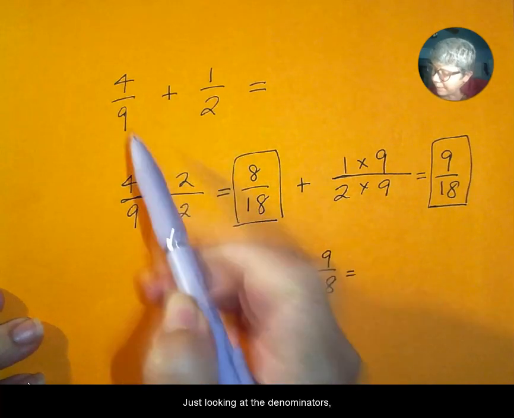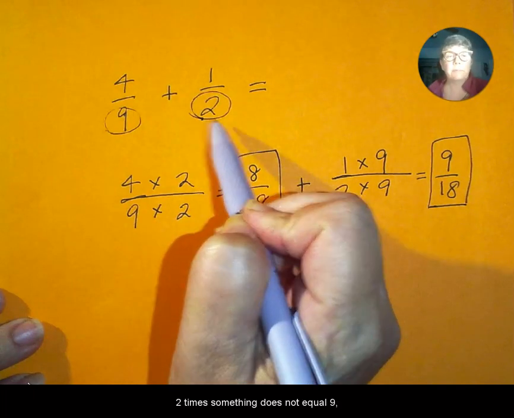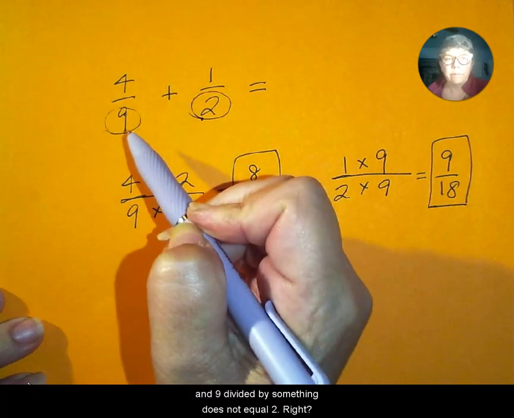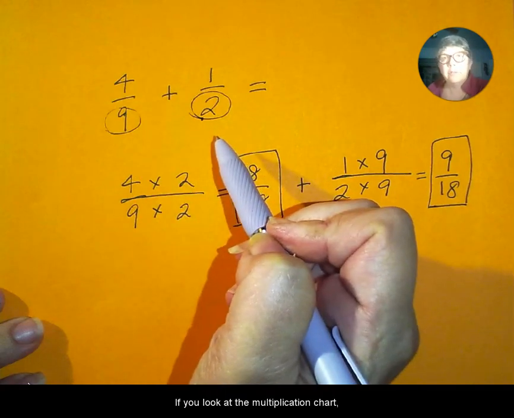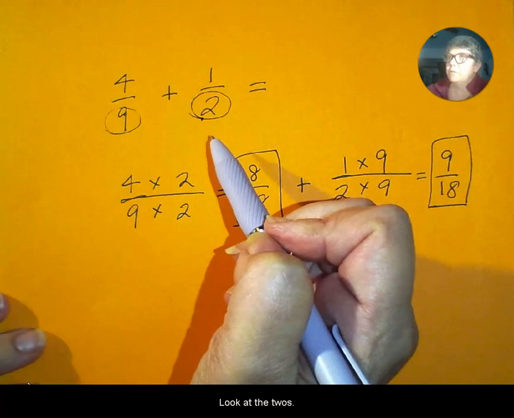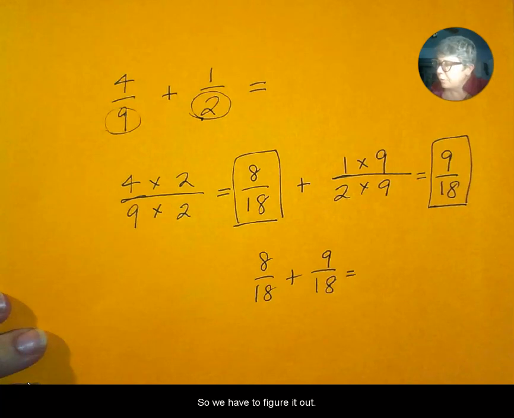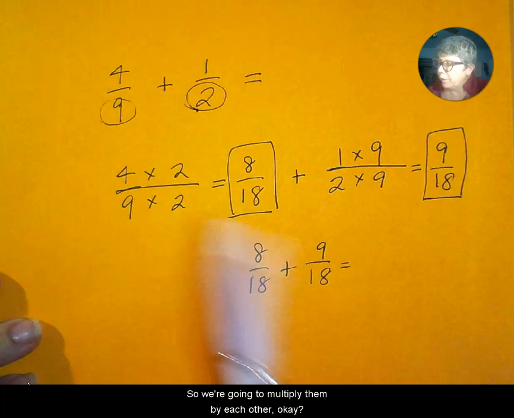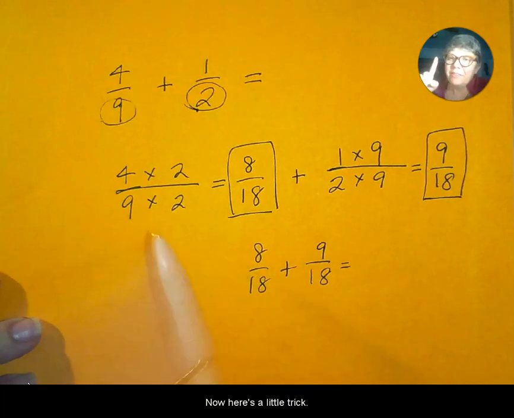Just looking at the denominators, just looking at the bottom numbers. 2 times something does not equal 9, and 9 divided by something does not equal 2, right? If you look at the multiplication chart, they're not there together, right? Look at the 2's. Nothing times 2 is equal to 9, okay? So we have to figure it out. So we're going to multiply them by each other, okay? Now, here's a little trick.